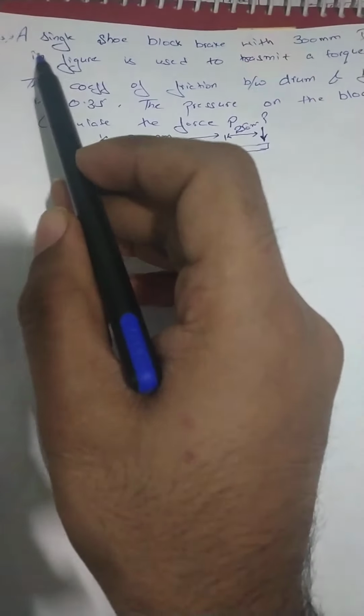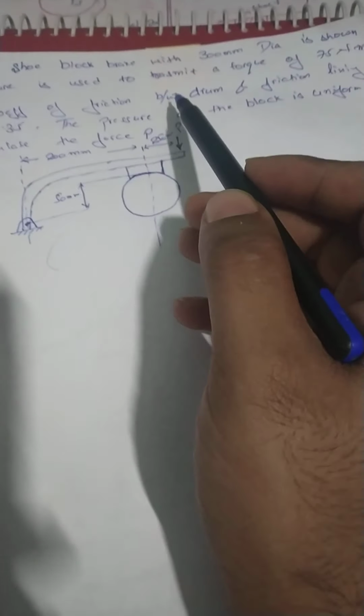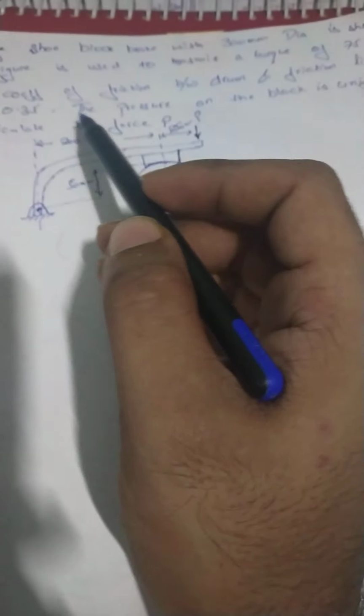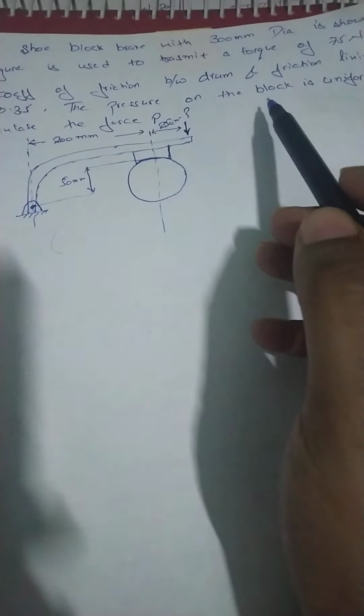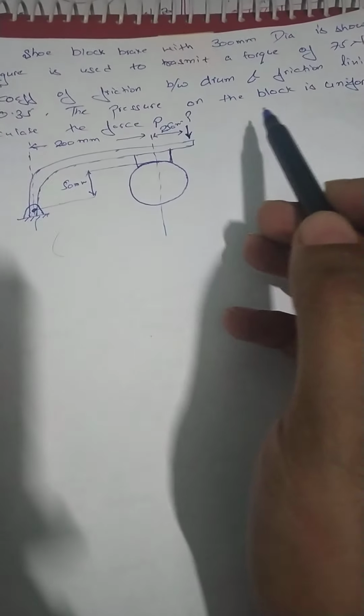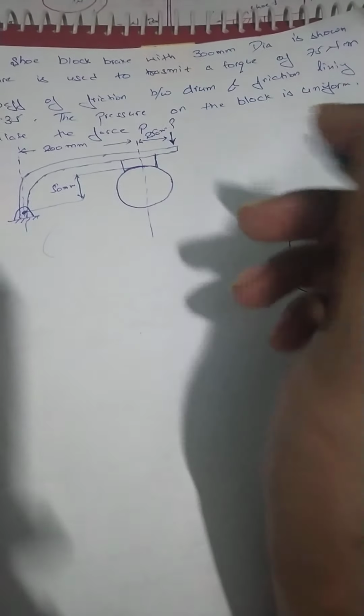Let's go through it. As we have an example, a single shoe block brake with 300 mm diameter, as shown in the figure, is used to transmit a torque of 75 Newton meter, and the coefficient of friction between drum and friction lining is 0.35. The pressure on the block is uniform. Calculate the force P. The applied force is what we have to find in this question.